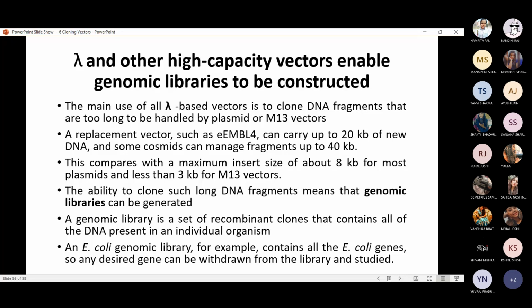So how do we define a genomic library? A genomic library is a set of recombinant clones that contain all the DNA present in an individual organism. For example, if you want to clone the human genome, you put whatever genome is present in a human into bacterial cells as recombinant clones, meaning bacterial cells contain these recombinant vectors. That vector contains the vector genome and the genome of your interest also.